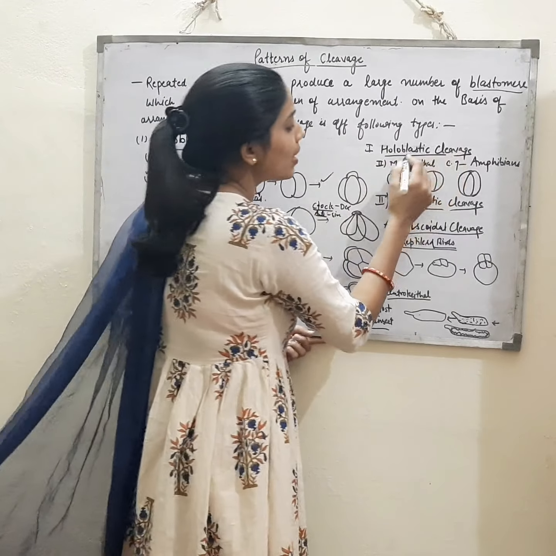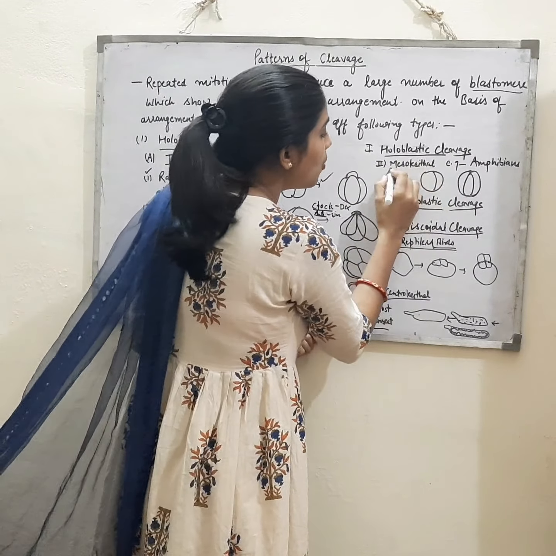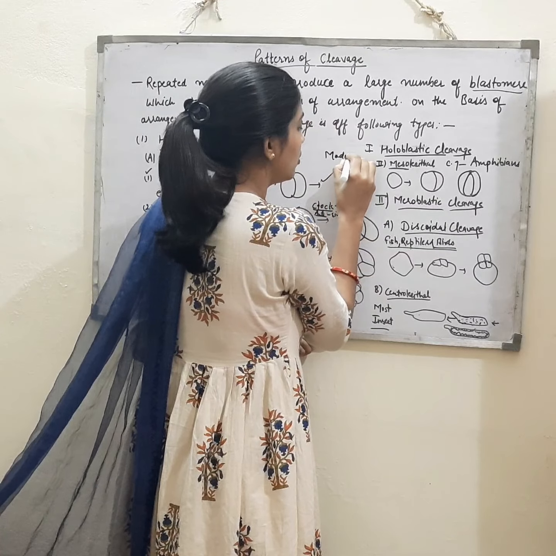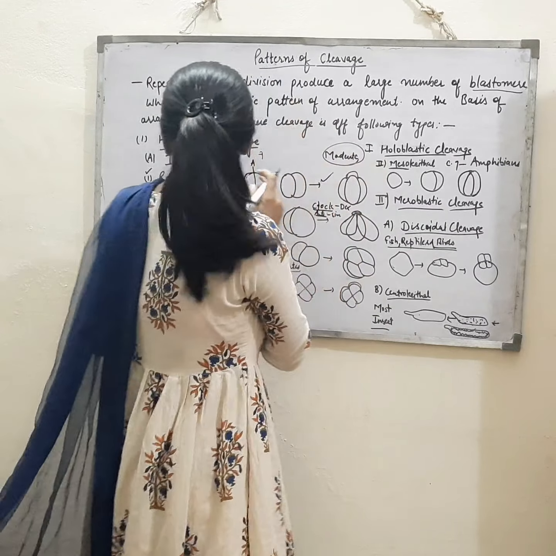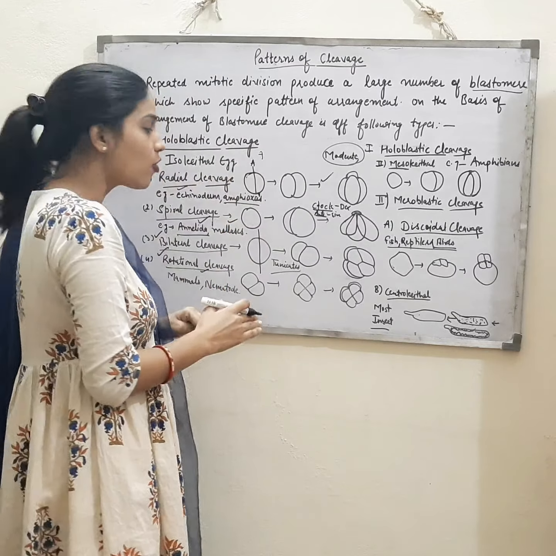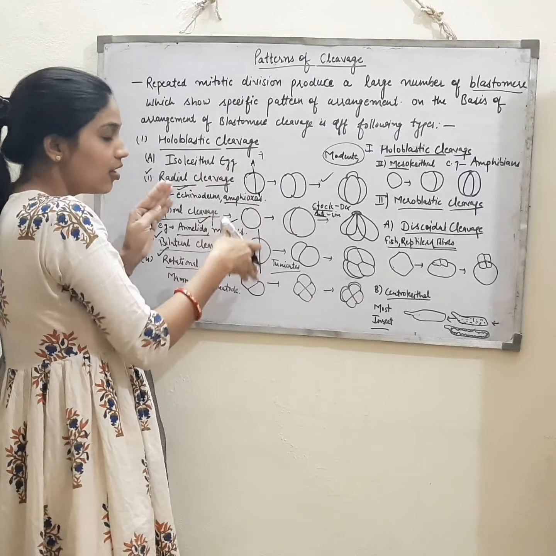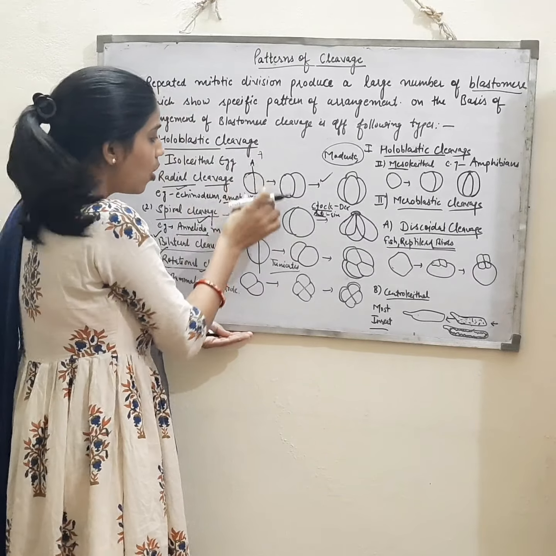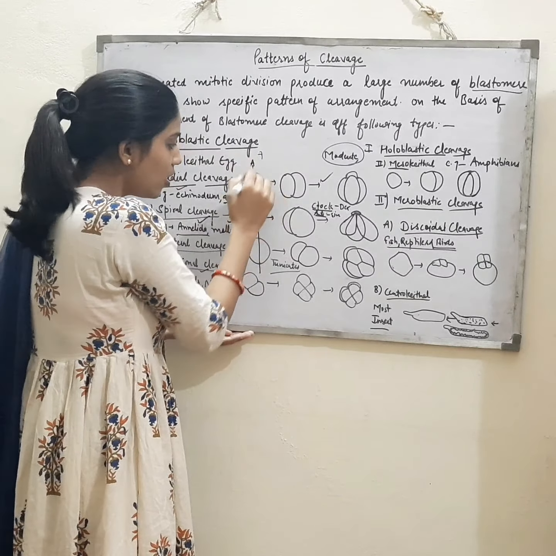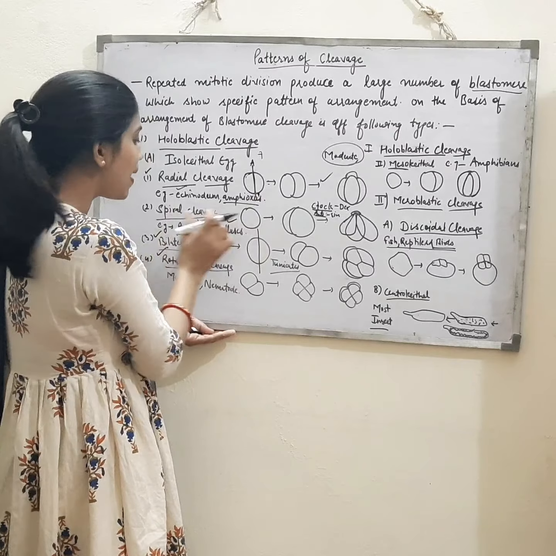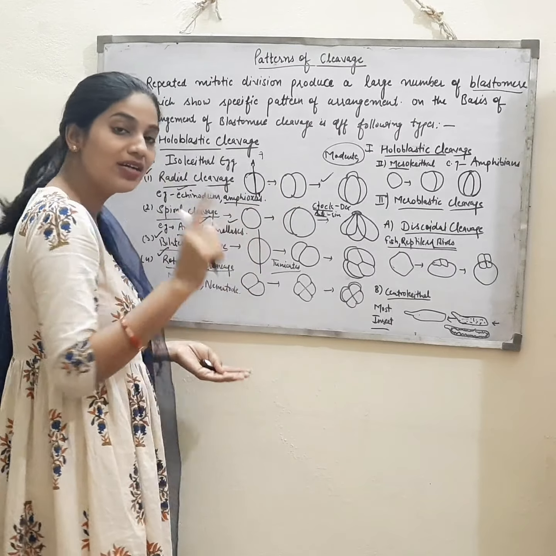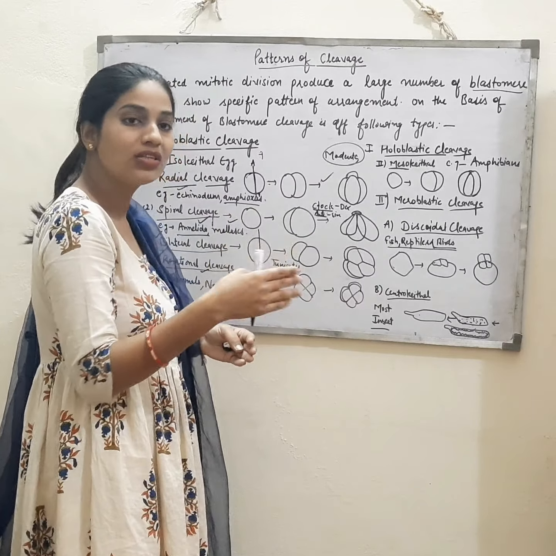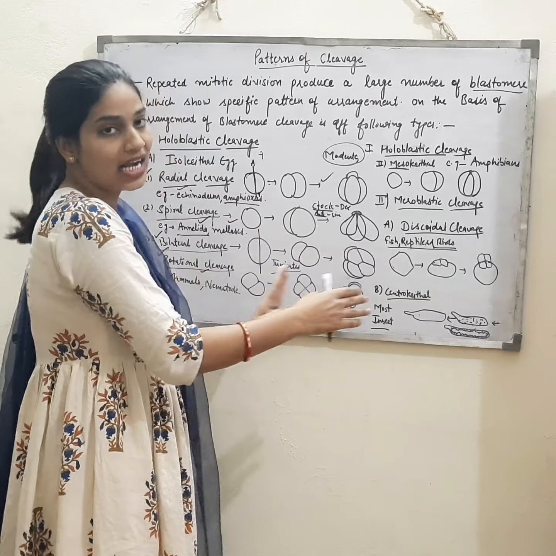Now holoblastic cleavage, but this one is the mesolecithal. Here a moderate amount of yolk is present. In the isolecithal, the same amount of yolk is present. Radial: first longitudinal, second at right angle to the first longitudinal axis. Then spiral, oblique. Bilateral: one plane of cleavage is followed by all the remaining blastomeres. Rotational: random type of cleavage.